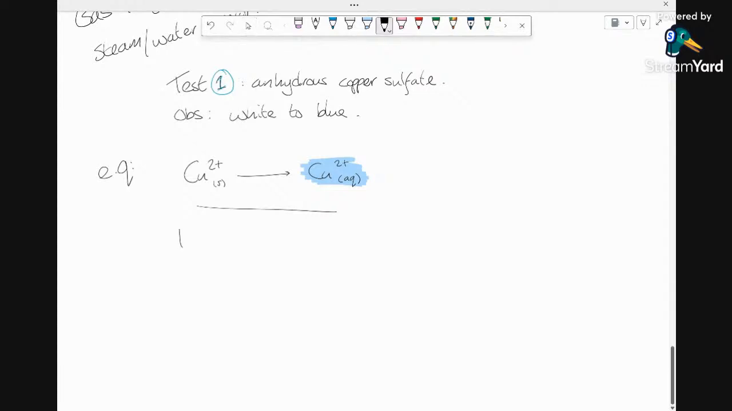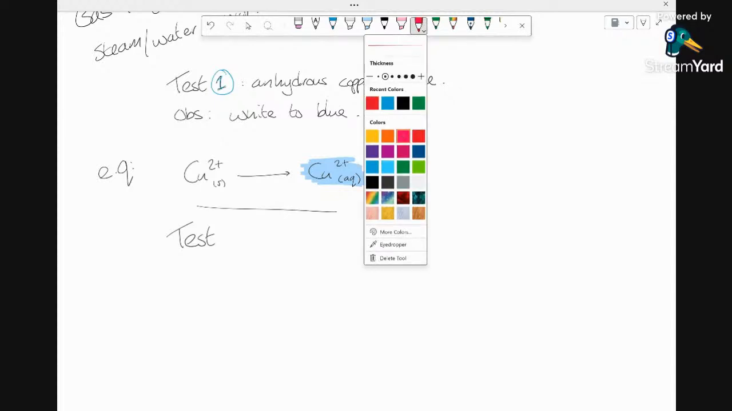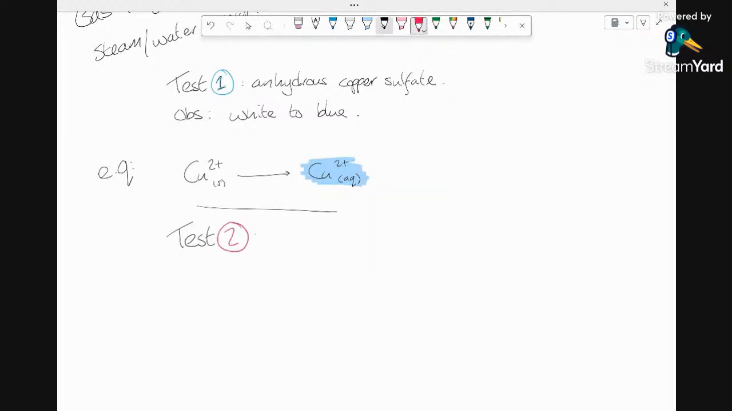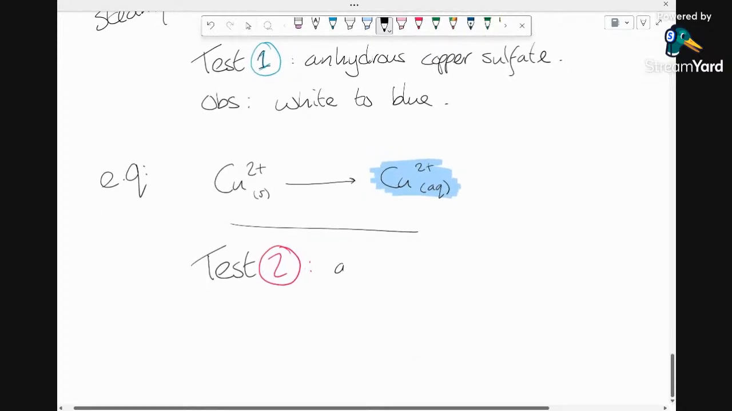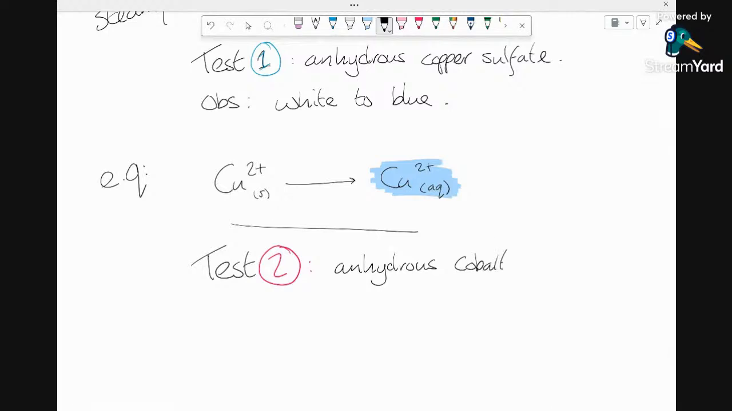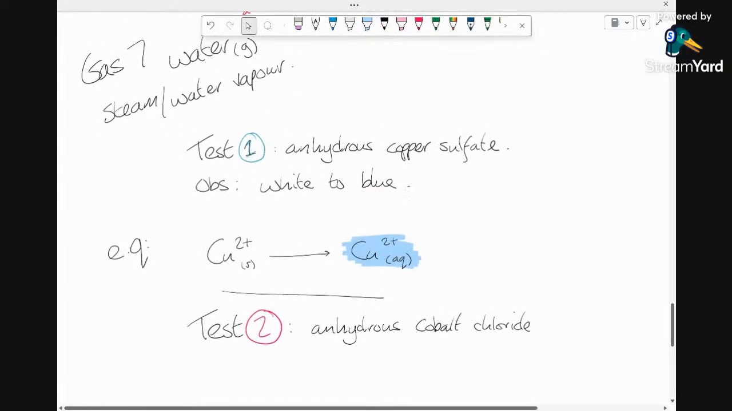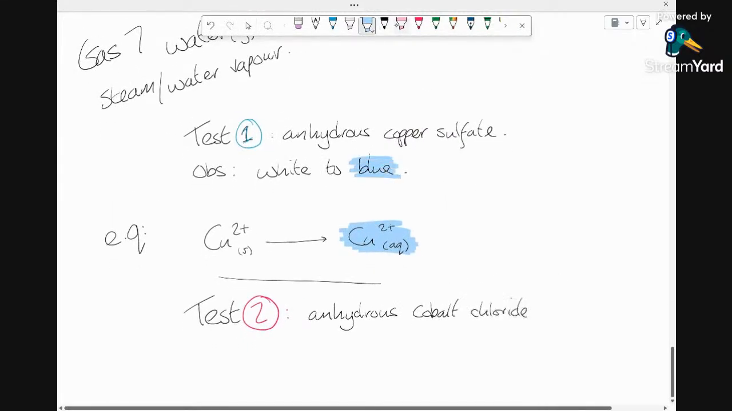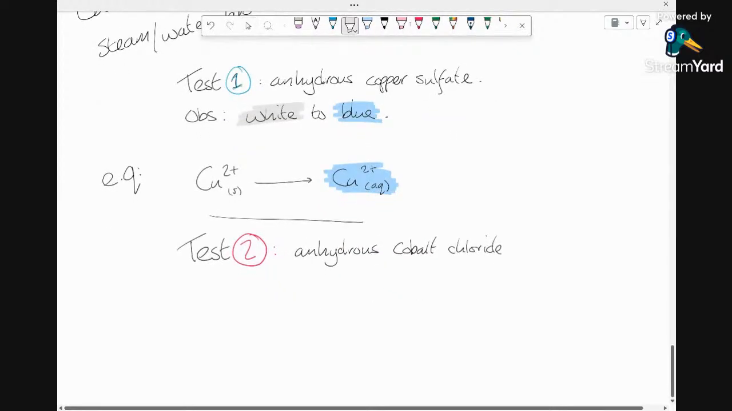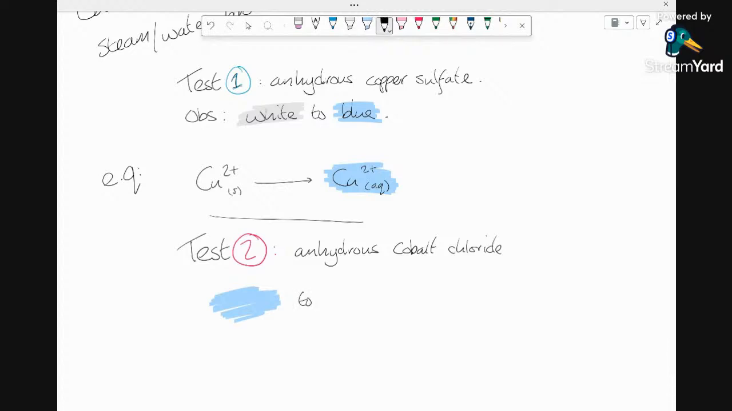Last one. So test number 2, again still at GCSE as well. Changing my color for once. You'll see why. Gone pink. The reason being is test number 2, anhydrous cobalt chloride. And this one changes, I always like highlighters, white to blue. There you go, white to blue. And you learn these in a sequence because this is blue to pink. This is blue to pink. I love it.